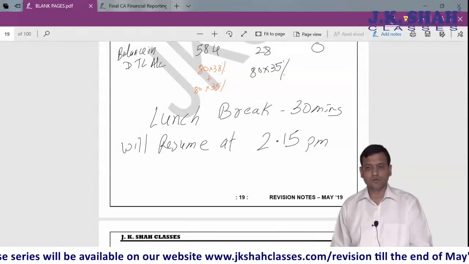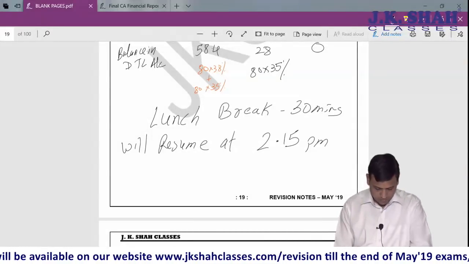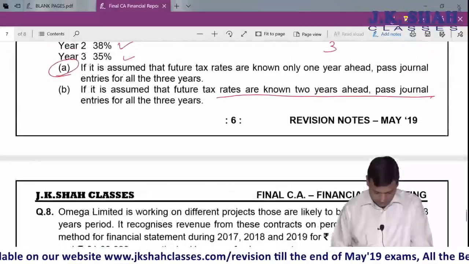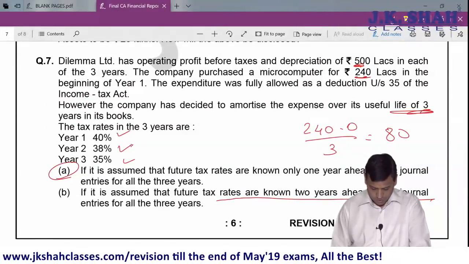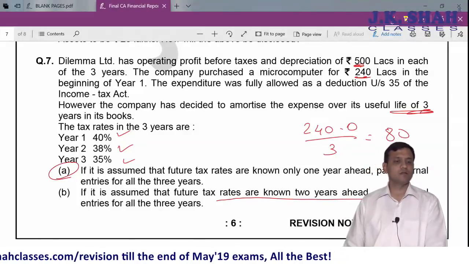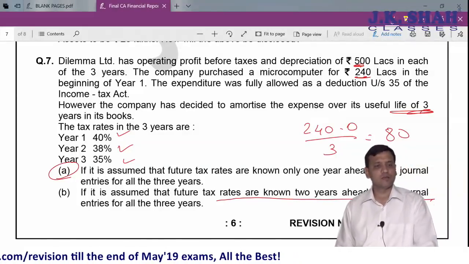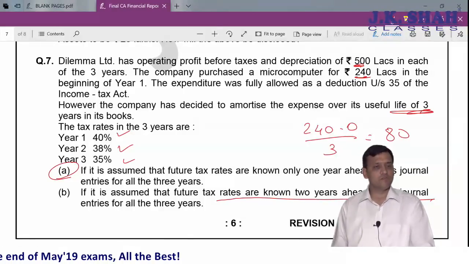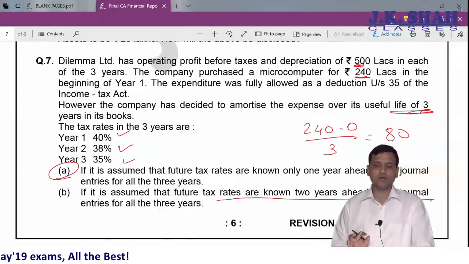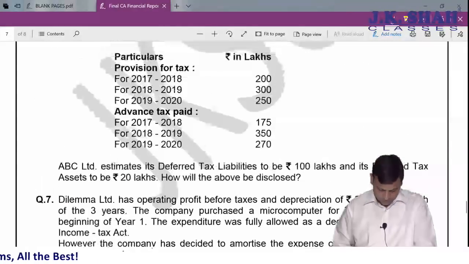Okay, so we move further. We completed question number 7. The concept of this question was nothing but deferred tax is to be measured using the tax rates applicable in the year in which those timing or temporary differences would reverse off.